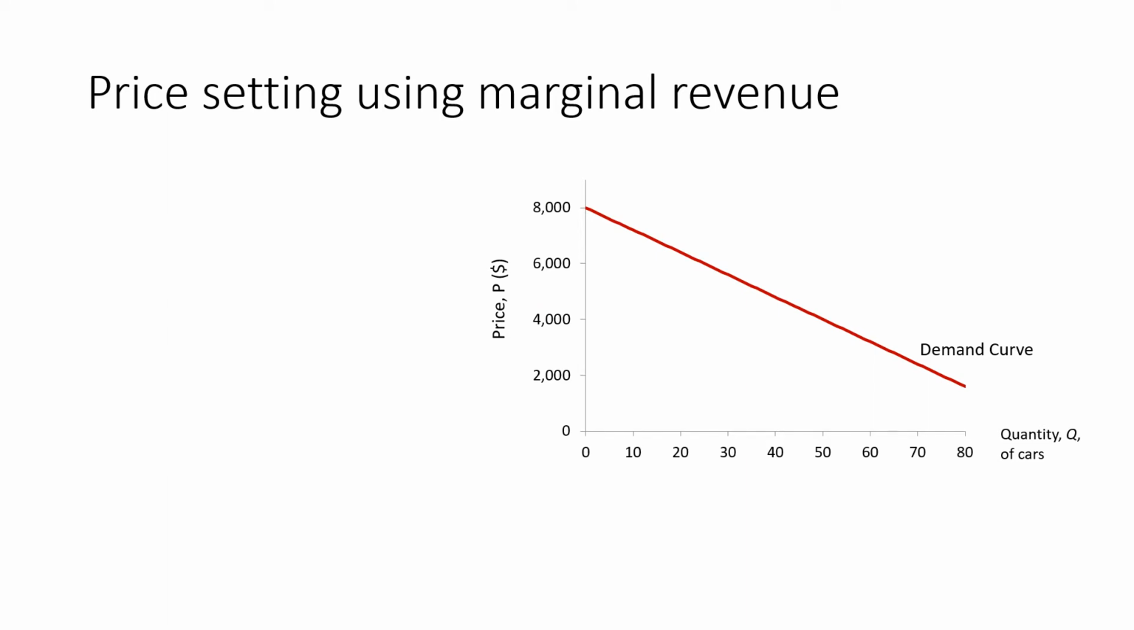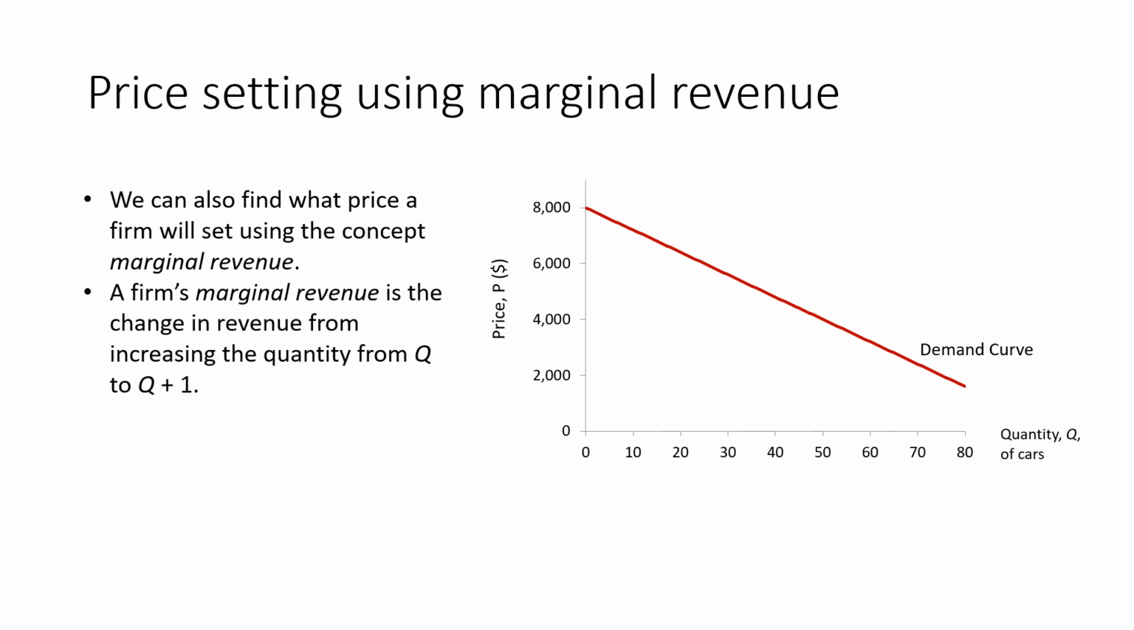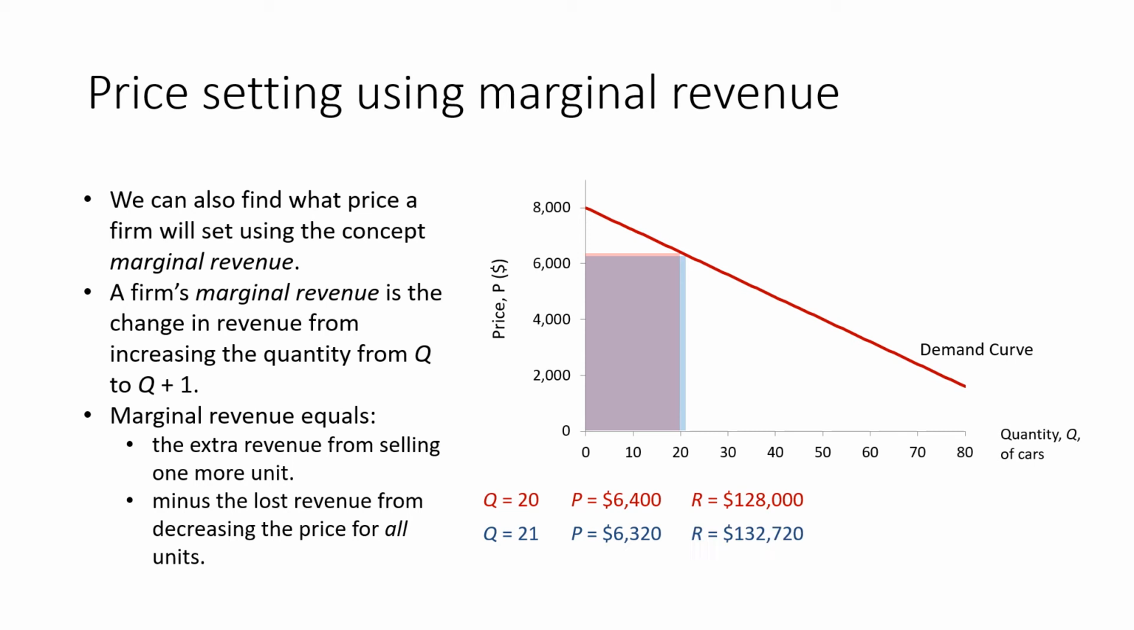So we talked about price setting with price, and now we are going to set the price using marginal revenue. A firm's marginal revenue is the change in revenue from increasing the quantity from Q to Q plus 1. The marginal revenue equals the extra revenue from selling one more unit minus the lost revenue from decreasing the price for all units. When quantity is equal to 20, our price is 6,400 and the revenue is 128,000. When the quantity is 21, the price is going to be 6,320 and revenue is going to be 132,720.